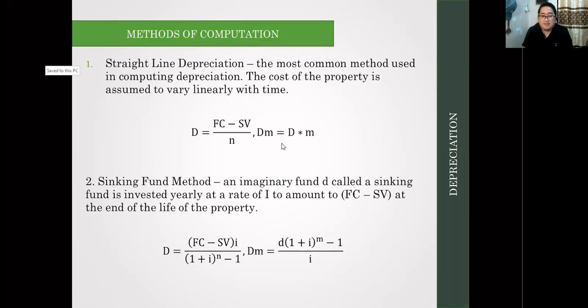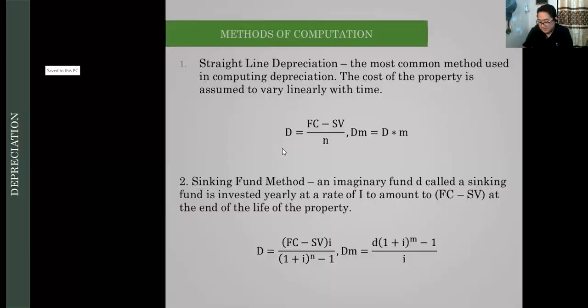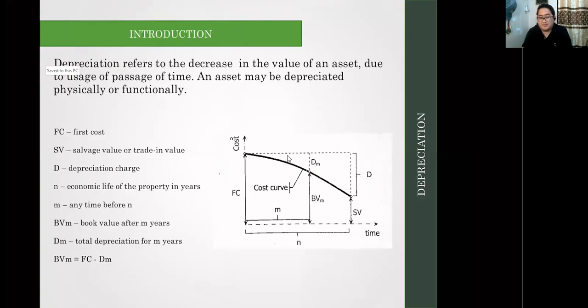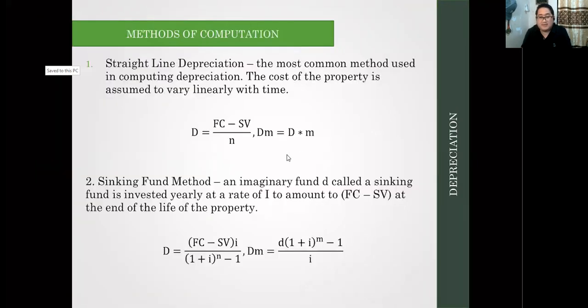Invested yearly at a rate of I to amount to FC minus SB at the end of the life of the property. So the formula is given. The first cost minus salvage value times the interest over 1 plus interest raised to n minus 1. Then for DM, this is the total depreciation value after m years. So, D times 1 plus I raised to m.